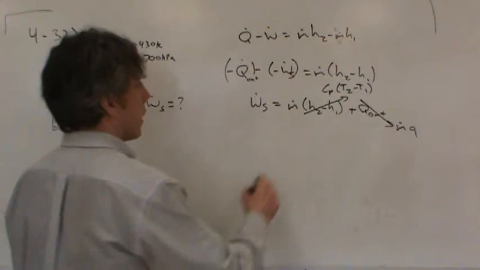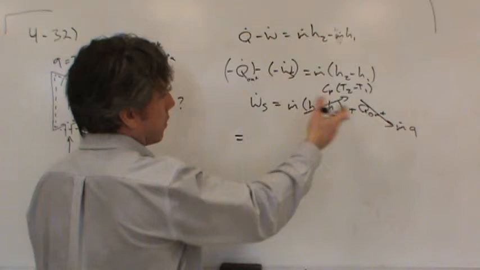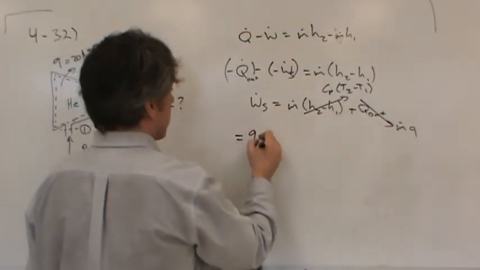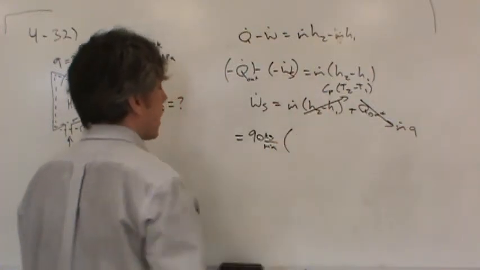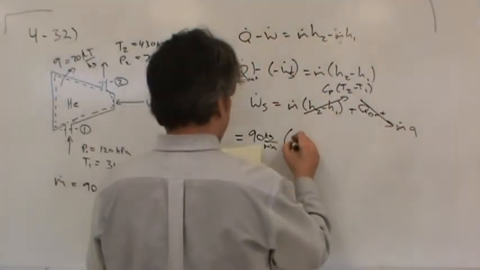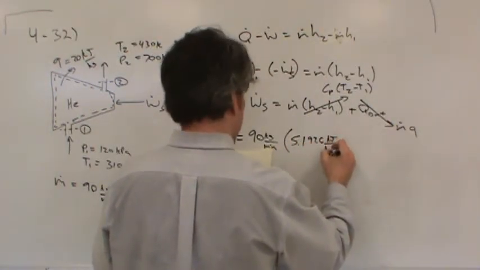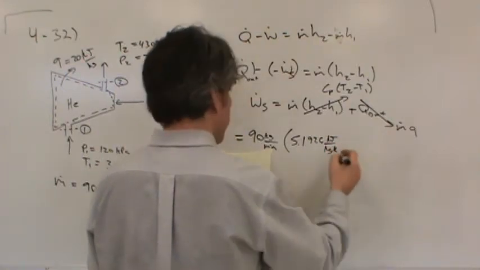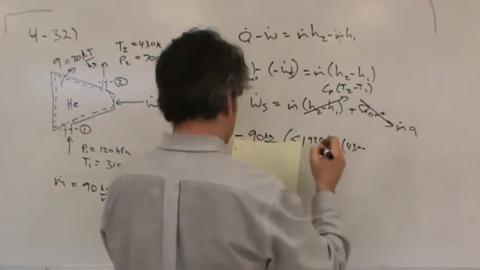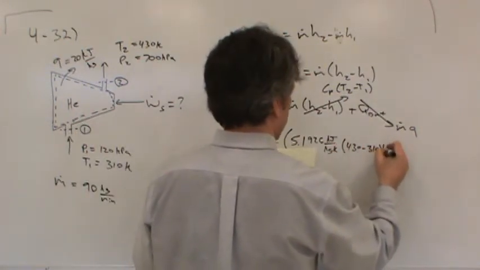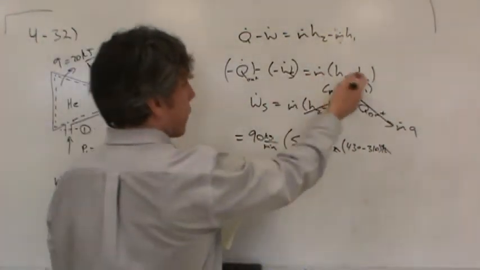All right, so let's plug in numbers. The mass flow rate is 90 kilograms per minute. And then I need the heat capacity of helium. If you look up the heat capacity of helium, you'll find it's 5.1926 kilojoules per kilogram per Kelvin. And then you need the temperature change. T2 is 430, T1 is 310, and that difference is in Kelvin, 4 degrees Celsius, because it's just a difference in temperature. That takes care of this first bit here.